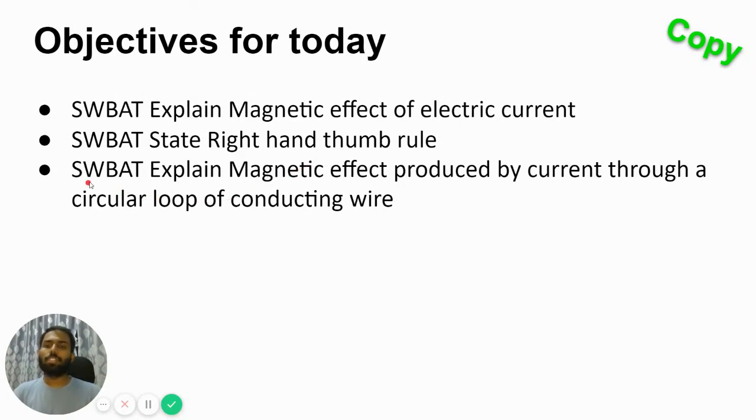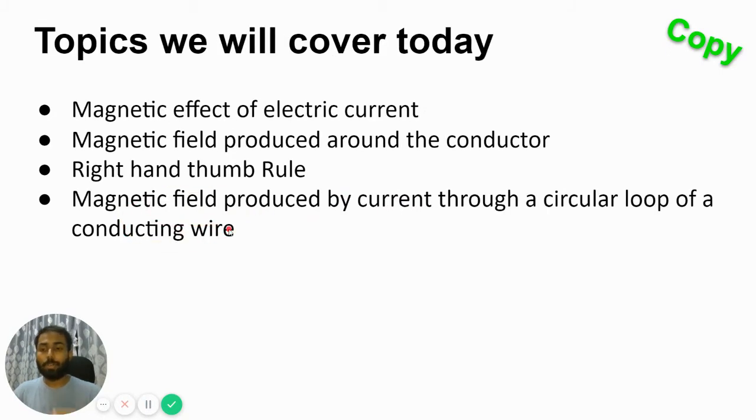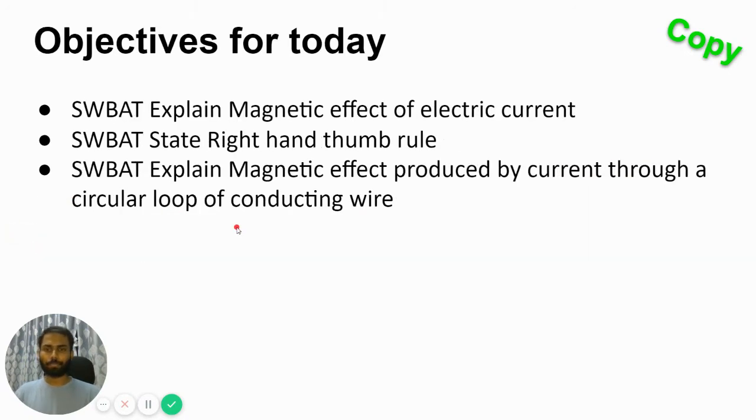Next, students will be able to explain the magnetic effect produced by current through a circular loop of conducting wire. So the last topic here, you should be able to explain, and explain the important features of the magnetic field produced by a circular loop of conducting wire. These are the objectives for the day.